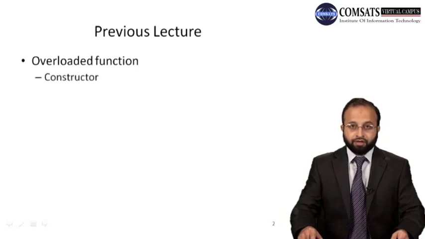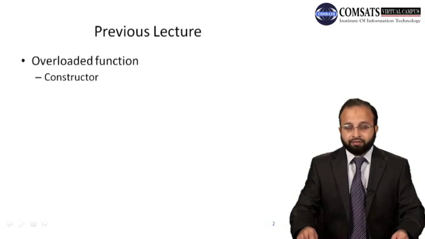Then we have seen how we can overload the constructor of the class. So an overloaded function is a function with the same name. You have more than one function with the same name, and to make them different from each other, you either provide a different number of parameters to that function, or the type of the parameter should be different.